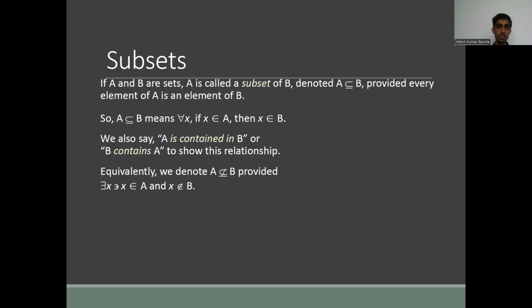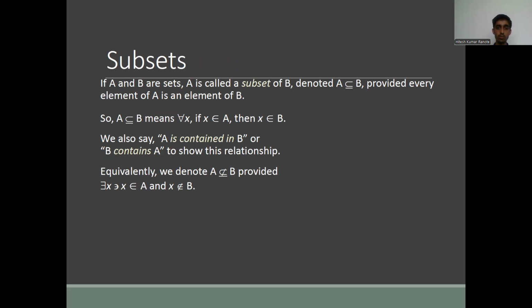Next, subset. If we have two sets A and B, then we call A a subset of B, denoted by A ⊆ B, provided that every element of set A is an element of set B. So A ⊆ B means for all x, if x belongs to A, then x belongs to B. We also say A is contained in B, or B contains A, to show this relationship.